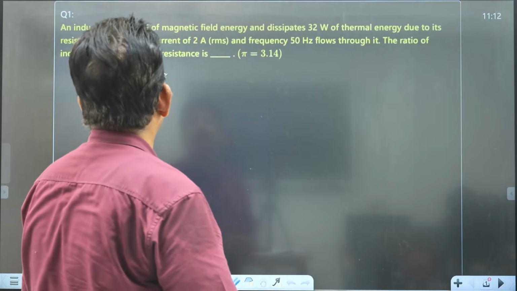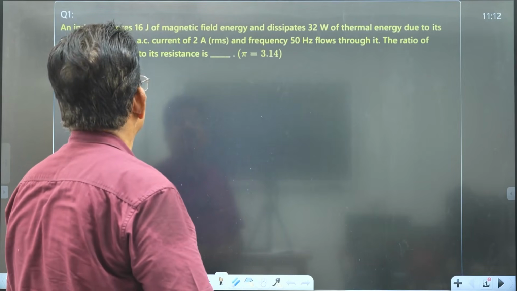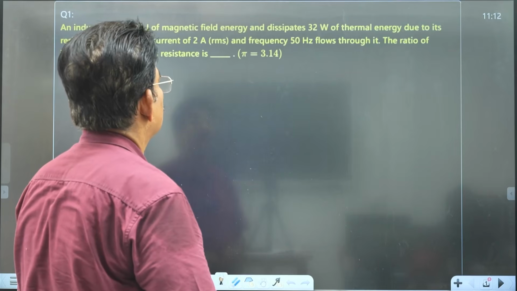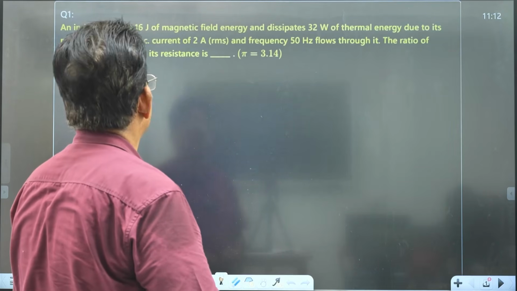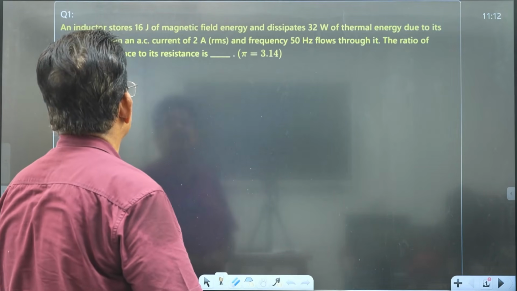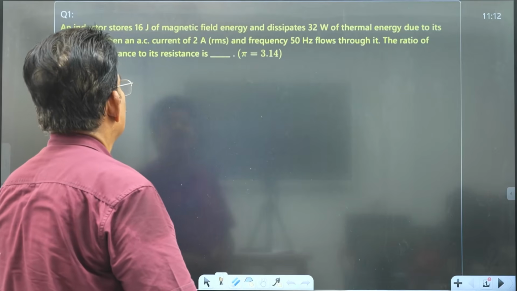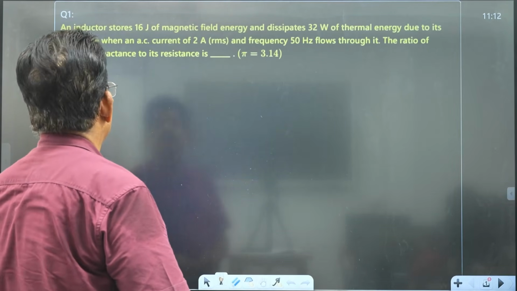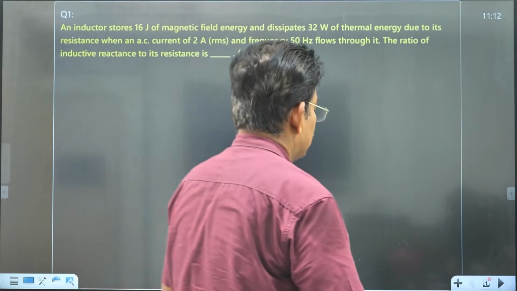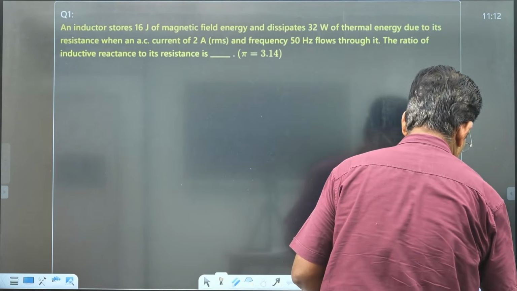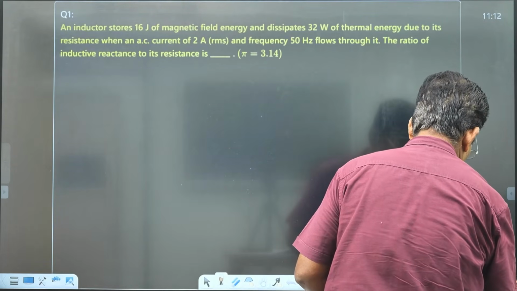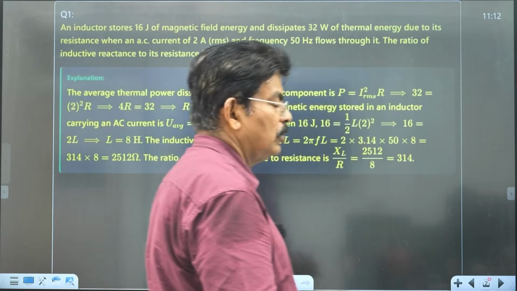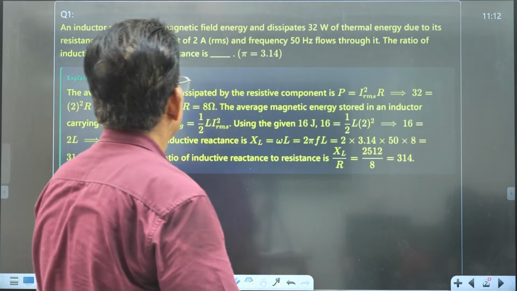Question number 1. An inductor stores 16 joules of energy in its magnetic field and dissipates 32 watts of thermal energy due to the resistance, in an AC circuit of current 2 ampere, frequency 50 hertz. Then find the ratio of inductive reactance to resistance. As I told, let us go through the discussion given on the screen, so it will save time.